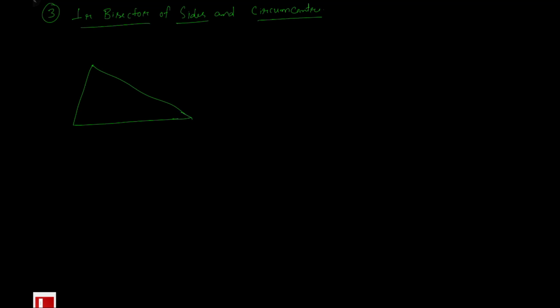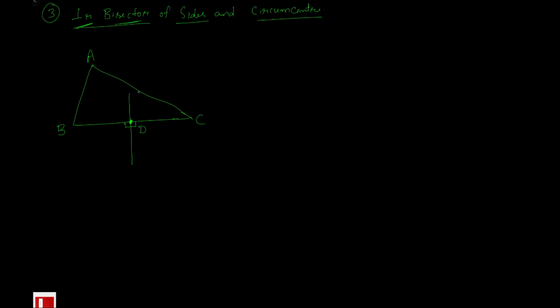Now what I want to do is draw the perpendicular bisector. Bisector means the thing that divides into two equal parts. So for BC, if I draw a bisector, it must pass through the midpoint. Remember the midpoint? This point was D. Here I want to draw a perpendicular like this. So this is the perpendicular bisector of side BC.